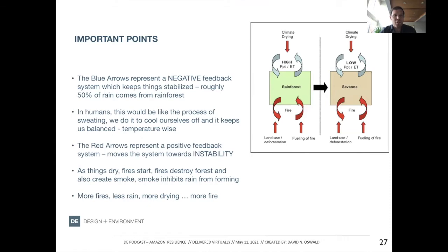Why? As things dry, fires start. More fire leads to less evapotranspiration, leads to more smoke in the boundary layer, and smoke inhibits rainfall as well. So there's this positive feedback loop that's well documented in the literature by Cochrane and various other experts on forest fires in Amazonia. So more fires, less rain, more drying, more fire. It's like that accelerated melting snow idea, which is a problem because as that gets out of control, that can lead to accelerated state change.